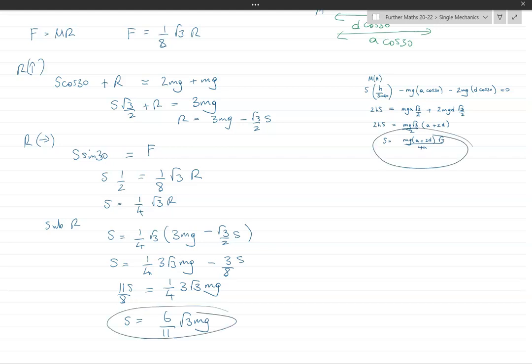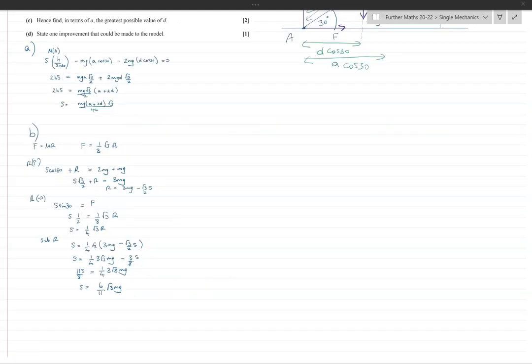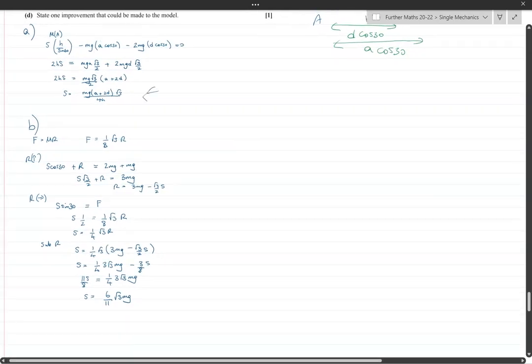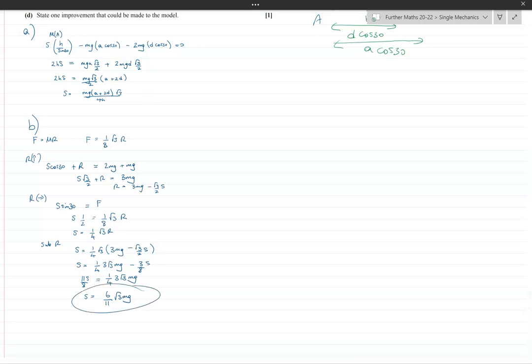So let's make a bit more space, but now I've got an expression for S here that I can equate with this expression for S here, and hopefully that means I'm going to get where I want to be. So I've moved things around a bit. There's my part A that I've done. I've got an expression for S there in terms of A, D and H, and I've got an expression for S here independent of A, D and H, both with mg in, so I can equate S.